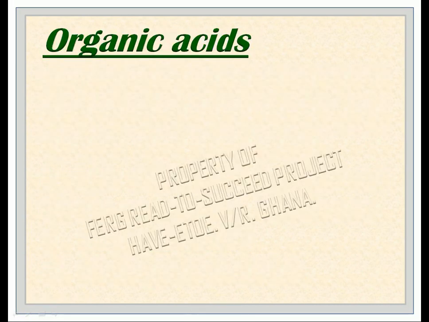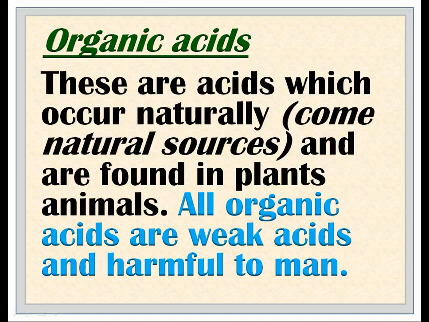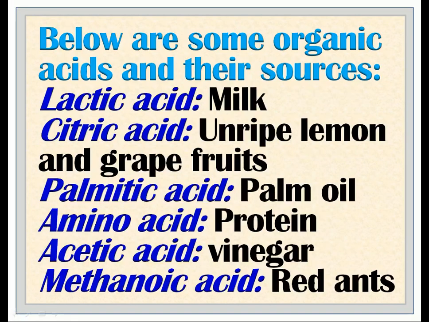Organic acids. These are acids which occur naturally, come from natural sources, and are found in plants and animals. All organic acids are weak acids and harmful to man. Below are some organic acids and their sources.